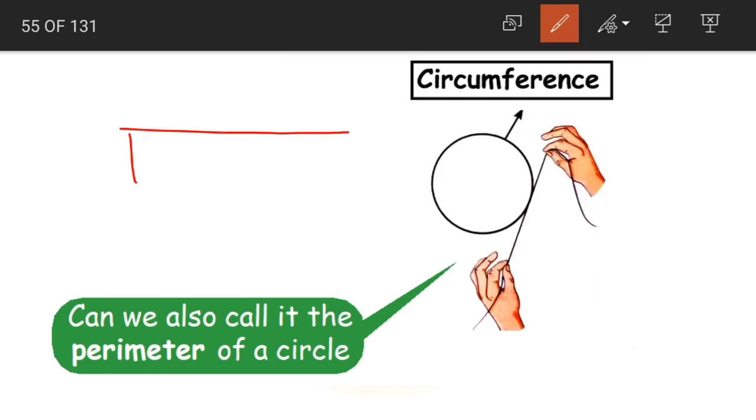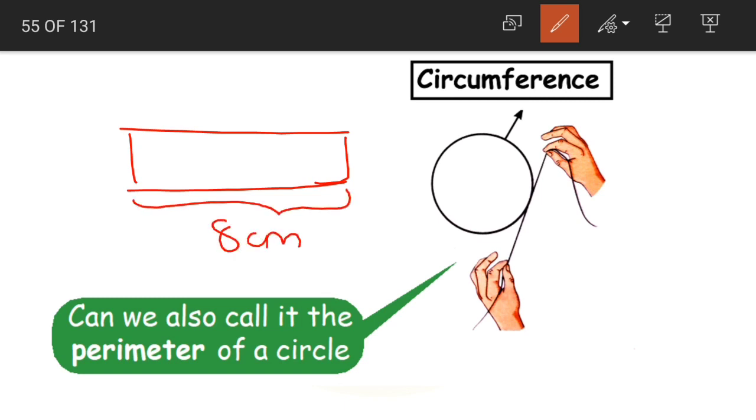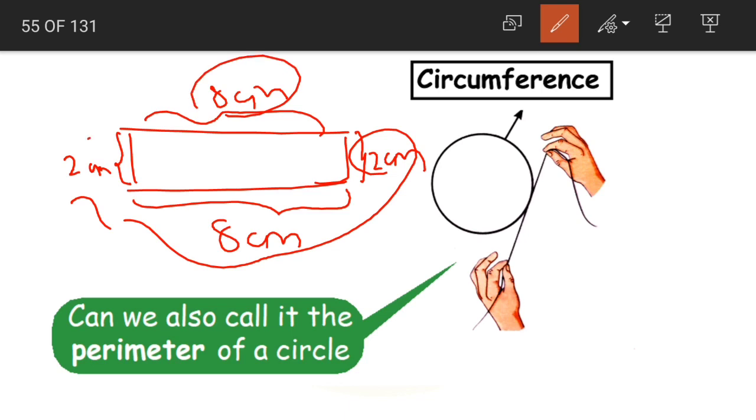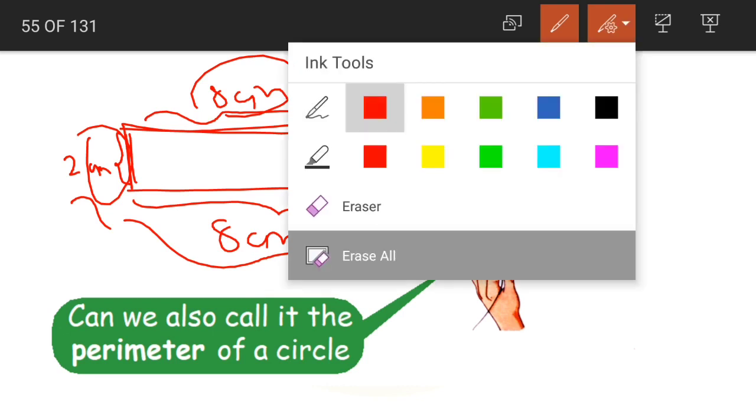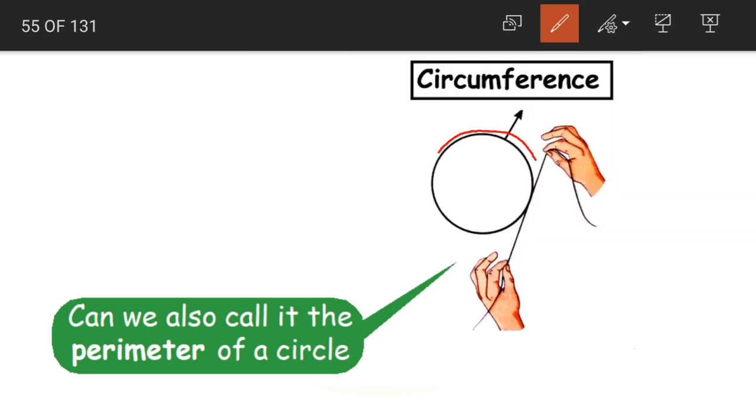Or even if we don't know the perimeter formula, what can we do? We'll take a scale. Now measure this. Suppose it is 8 centimeters. Then we'll measure this 2 centimeters. Again we'll measure this 8 centimeters. Again this 2 centimeters. So what will we do? We'll add all of these lengths together to get the total length of the boundary of our eraser. Yes. Now what about the circle? If I want to find out the length of the boundary of this circle, how can I find out?